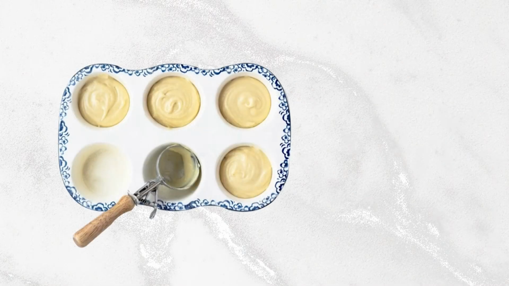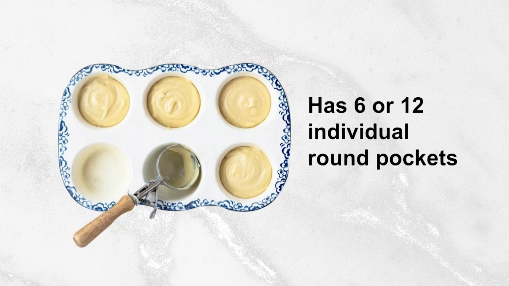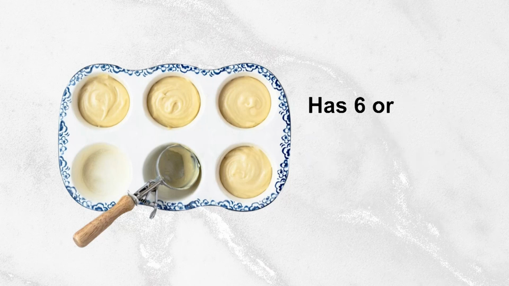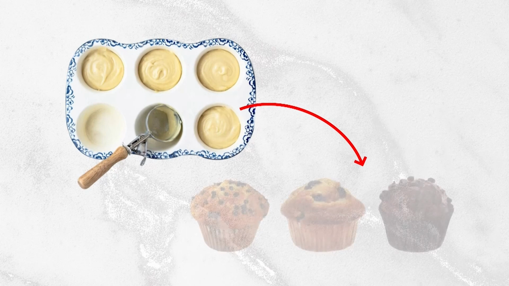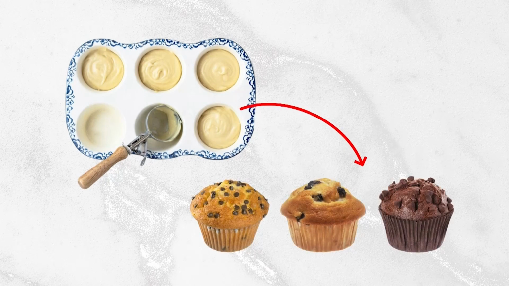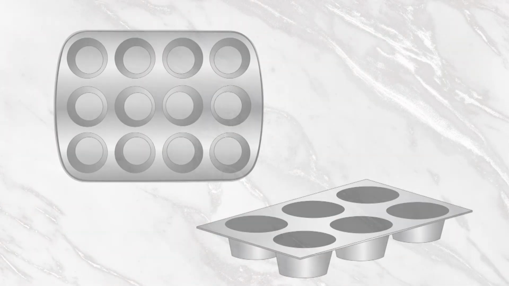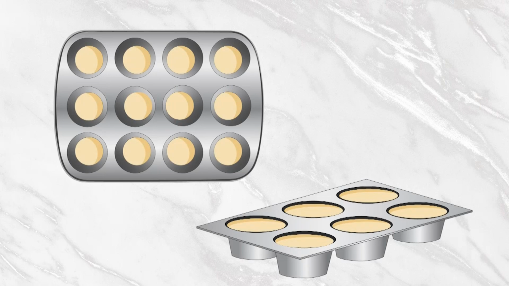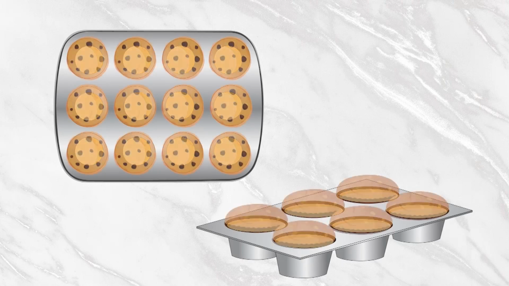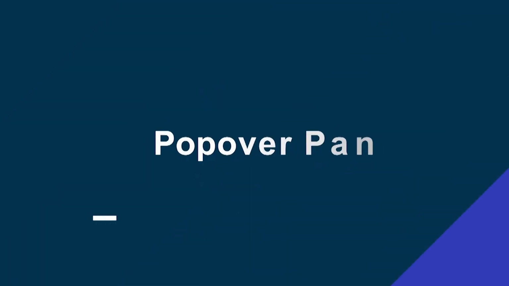Muffin tin, a type of pan used for baking muffins. The pan typically has 6 or 12 individual round pockets or holders connected to the tin and form the shape of a muffin. The muffin batter is poured into the individual pockets, and as the muffin bakes, a top is formed over the pocket while the base of the muffin is baked in the shape of the cup.